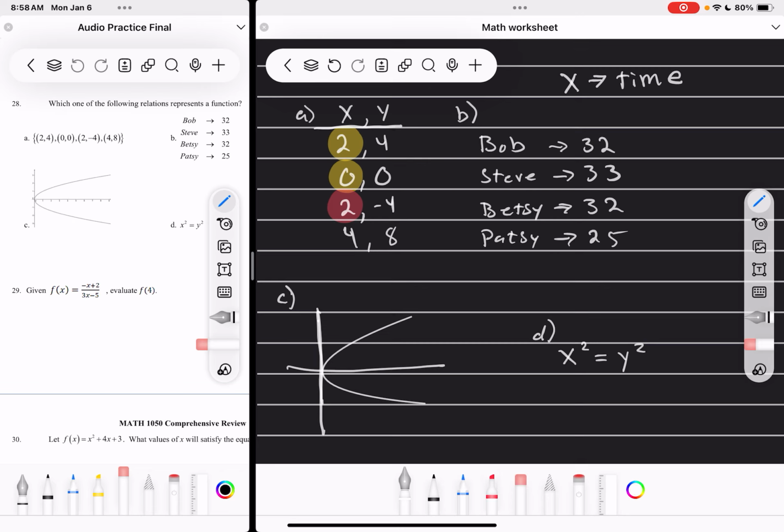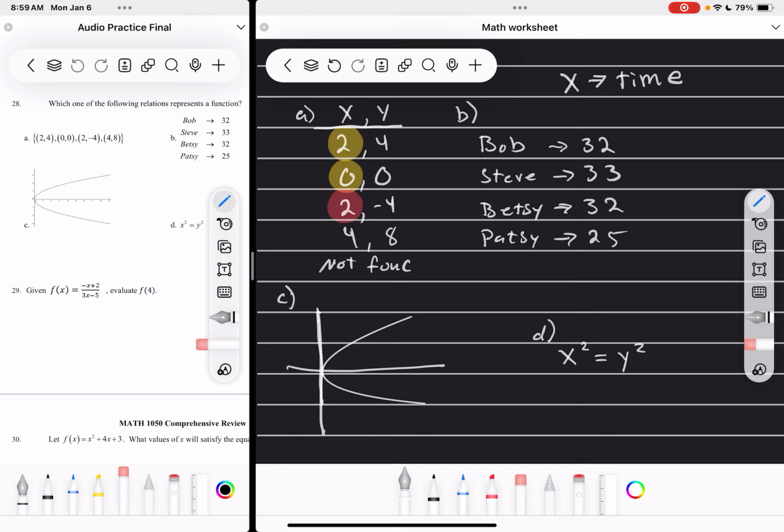Thinking about like a room, if at 2 o'clock the room was 4 degrees, to be ridiculously cold, at noon it was 0 degrees, and then at 2 o'clock again at the same time it's -4, that doesn't make sense. The room can't be both -4 and 4 at the exact same time. So this is why this is not a function. So not function.